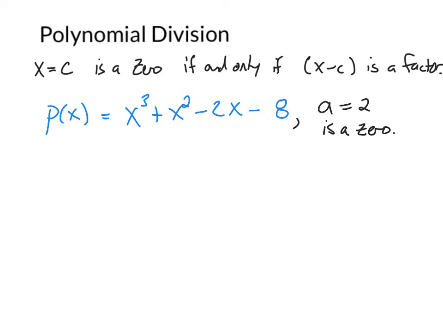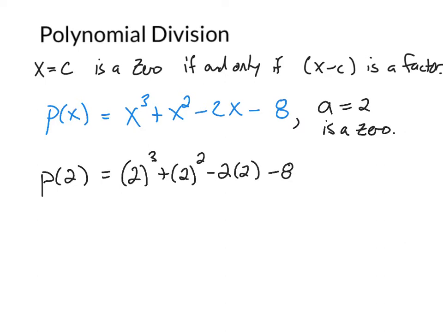So let's go ahead and check this really quickly. p of 2 is equal to 2 cubed plus 2 squared minus 2 times 2 minus 8. So this is 8 plus 4 minus 4 minus 8. If we see here, I have plus 8 minus 8, so those are going to cancel. Plus 4 minus 4, those are going to cancel. And I end up getting this all equal to 0.